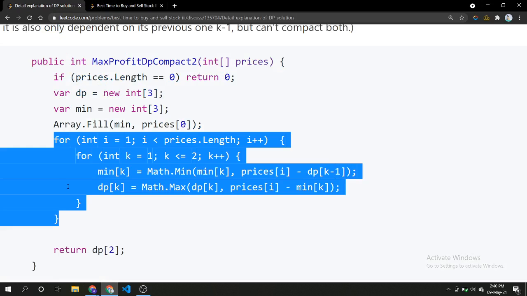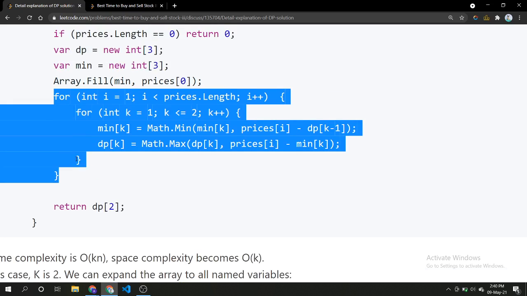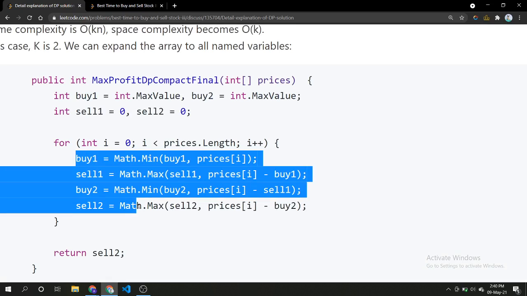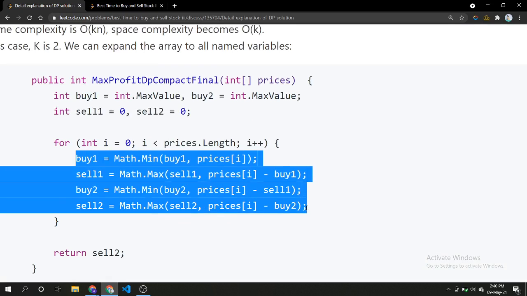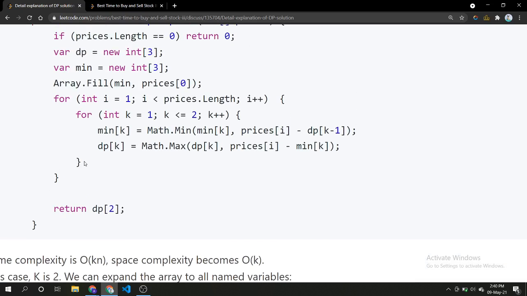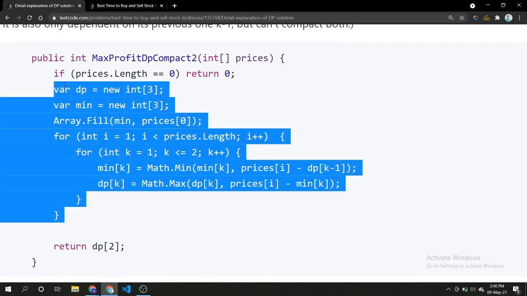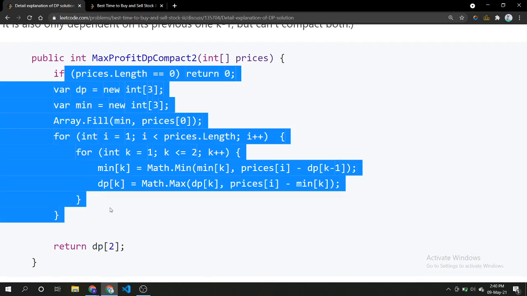Now they have just unrolled the loop and stored both variables into different variables, but I think this is not necessary. This is more intuitive and you can get more feeling of the problem from this one.